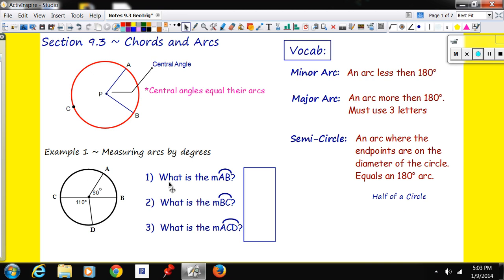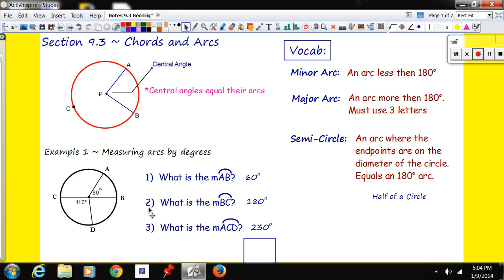Now example 1, what is the measure of arc AB? Well, if the central angle is 60, then the arc is also 60 degrees. So this arc right here is a 60-degree arc because its angle is 60 degrees. What is the measure of arc BC? Well, B to C is a diameter, so if the endpoints are on a diameter, it has to be 180 degrees. That is exactly half a circle. We would call that a semicircle.